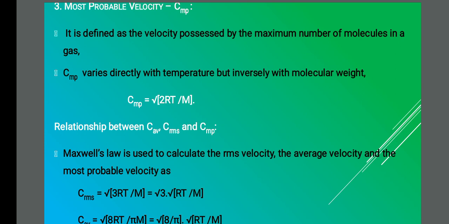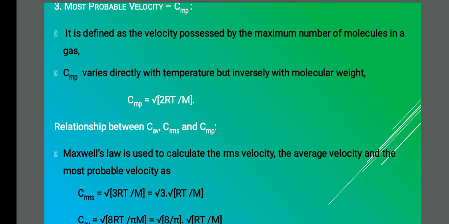When I showed you the distribution curve, I said that most probable velocity is the velocity possessed by the maximum number of molecules, and it is given by the formula C MP equal to square root of 2RT divided by M. I'll repeat. Average velocity is given by the formula square root of 8RT by pi M, root mean square velocity C RMS is equal to square root of 3RT by M, and most probable velocity C MP is equal to square root of 2RT divided by M.